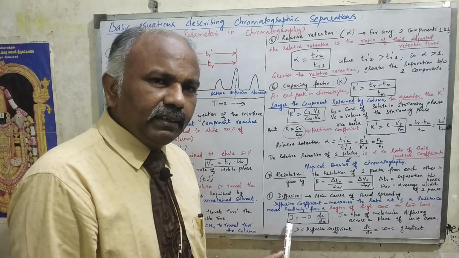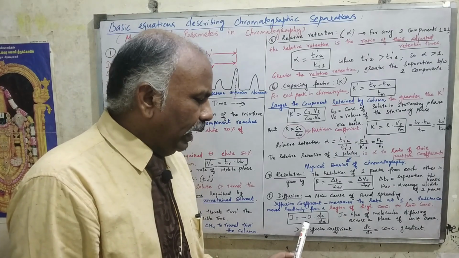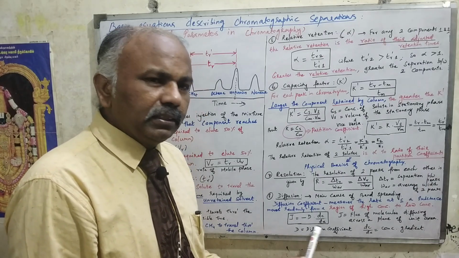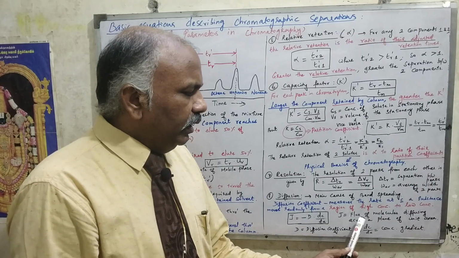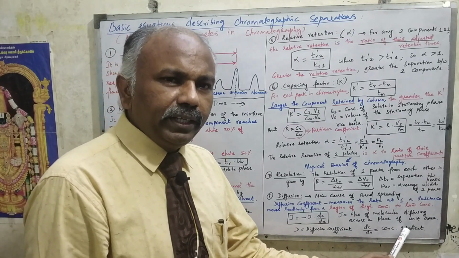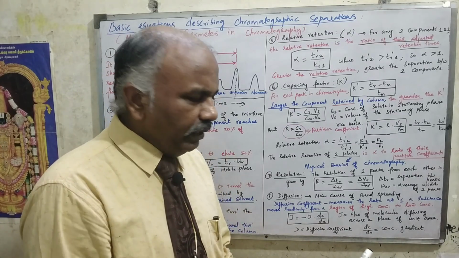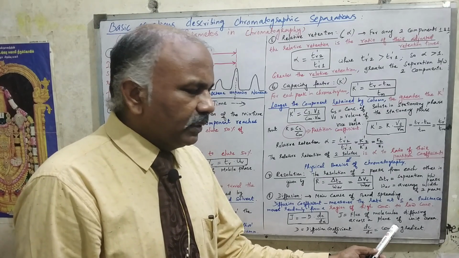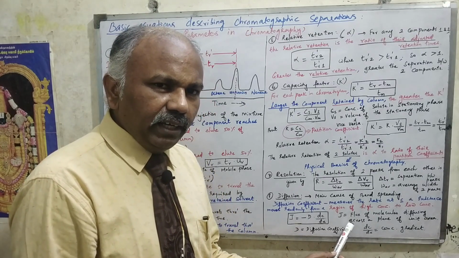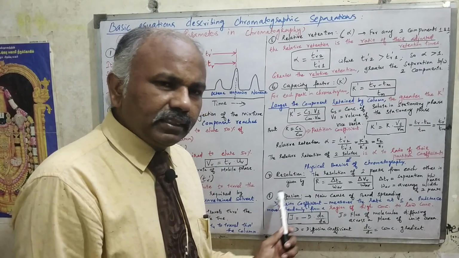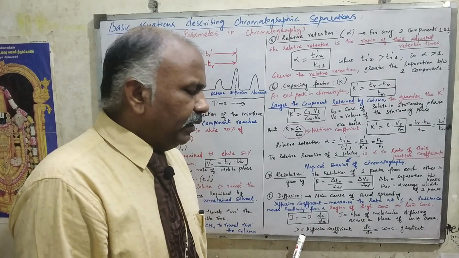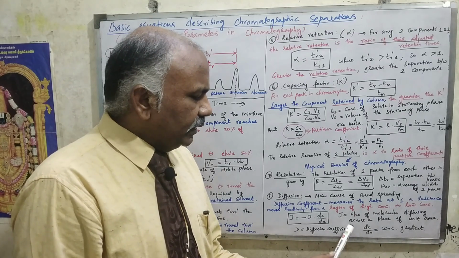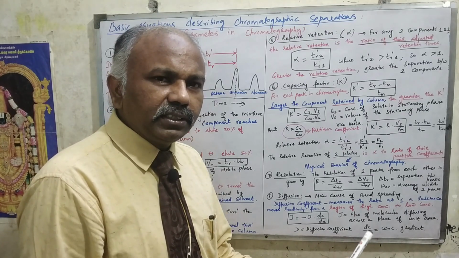So diffusion is given by the formula J is equal to minus D into dC by dx, where J is nothing but the flux of the molecules diffusing across a plane of unit area. That is called the J value. This law is called Fick's law of diffusion, and D is the diffusion coefficient, as we already discussed, and dC by dx is the concentration gradient.